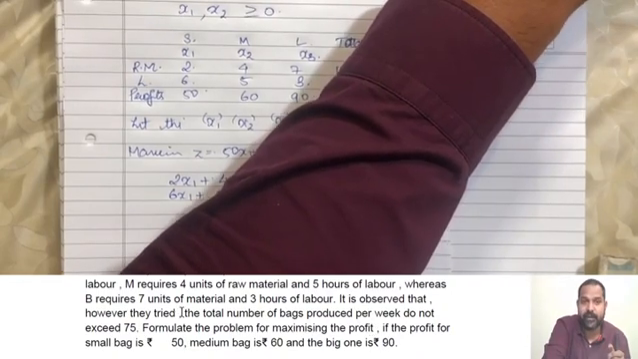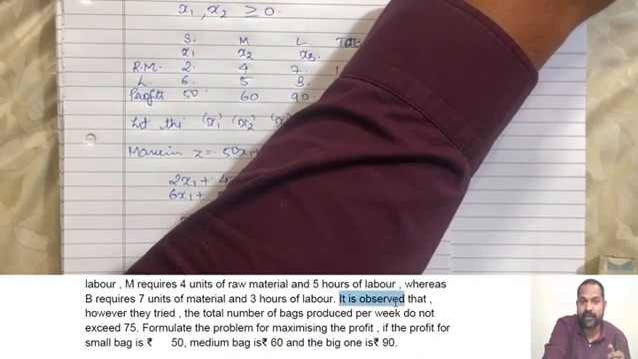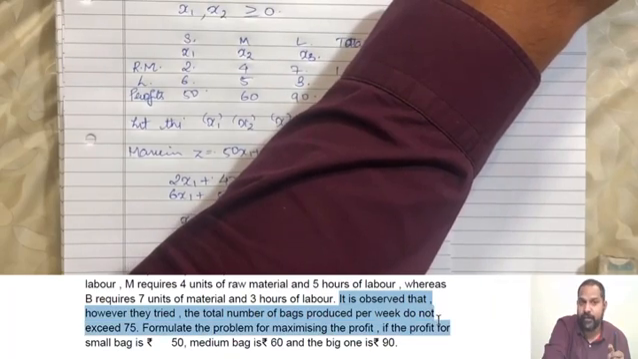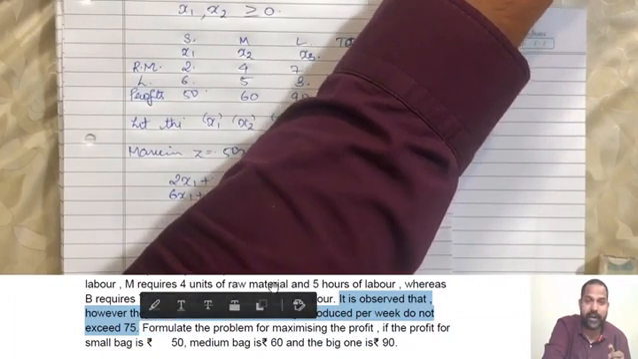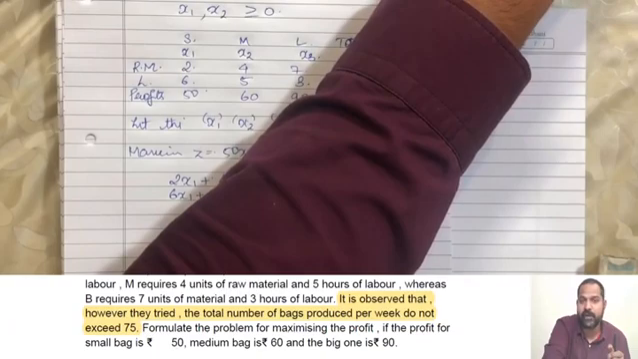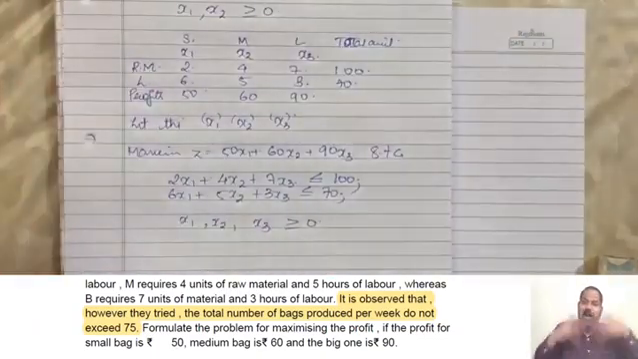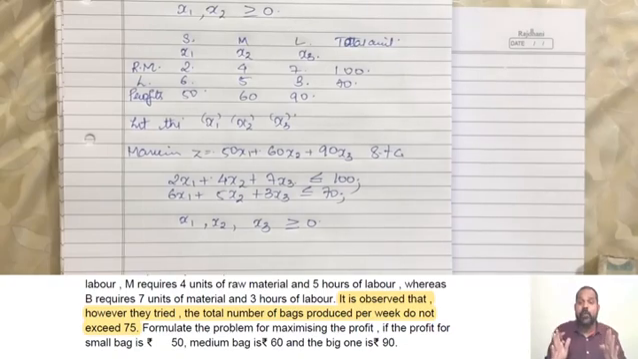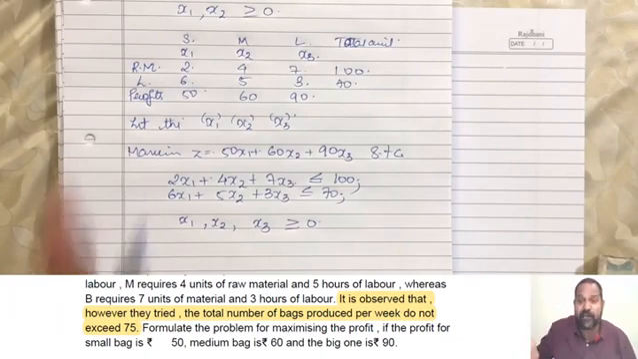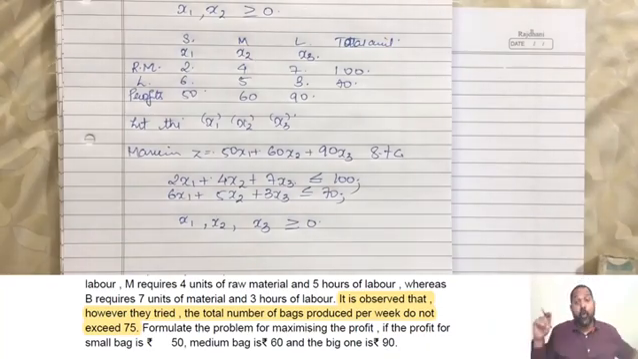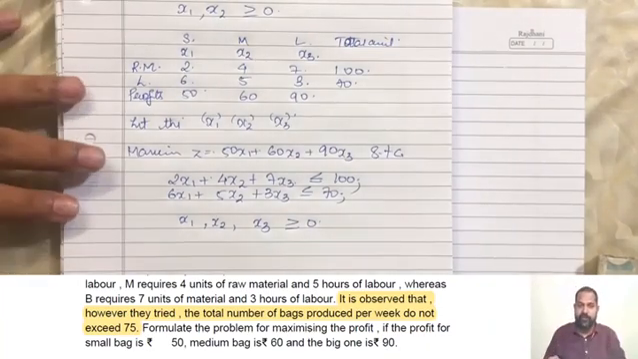The line is that it is observed that however they have tried, the total number of bags produced per week does not exceed 75. What does that mean? No matter how much you try, the maximum you can produce is 75 bags. But 75 bags of whom? 75 small? No. 75 large? No. 75 medium? No. 75 of the total. You make anything in any number, I don't care. Total manufacturing never crosses 75.